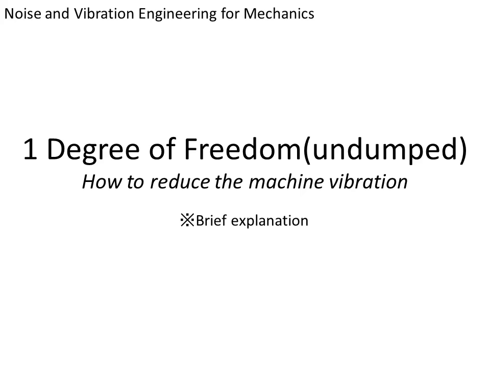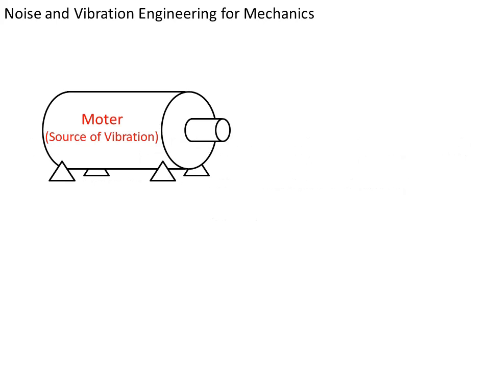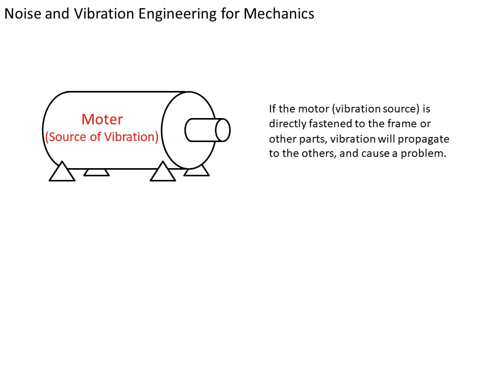Vibration and noise engineering for mechanical engineers. This time, we will explain how to reduce the vibration of mechanical structures using a spring mass model with 1 degree of freedom. As shown in the figure, the machine is equipped with a power source such as a motor. Power source often equals vibration source.